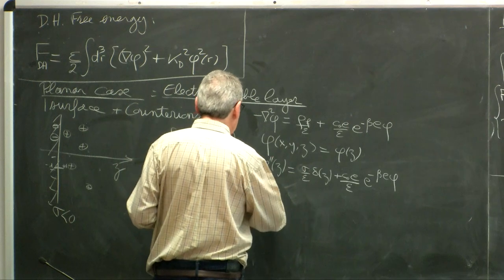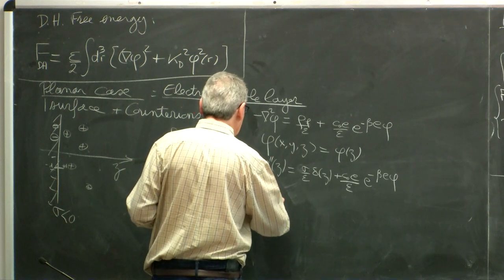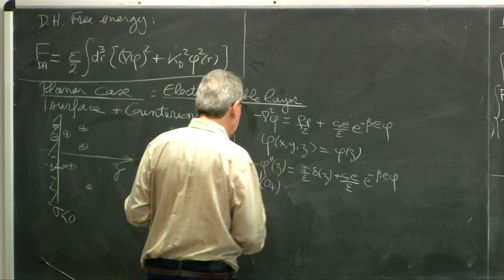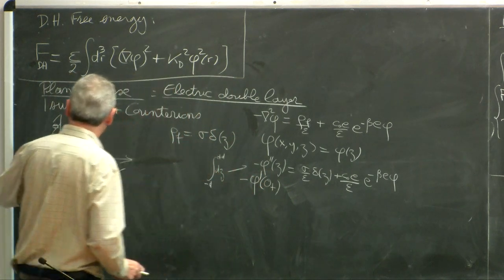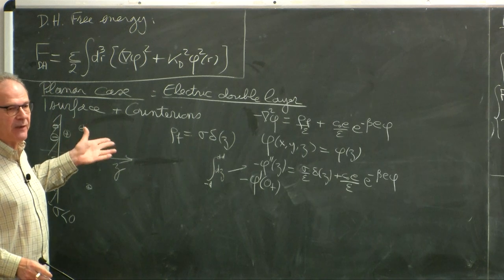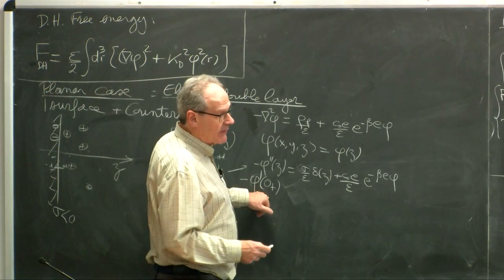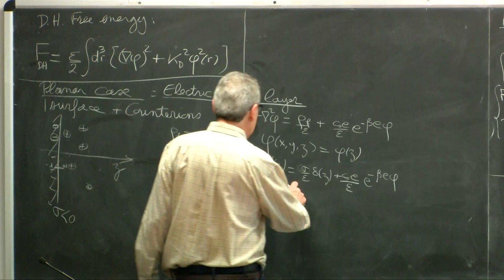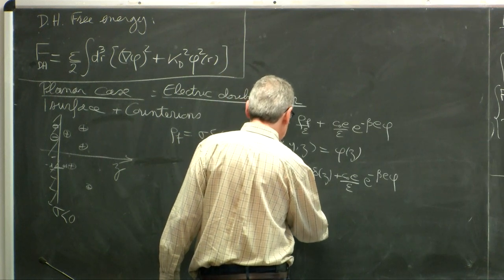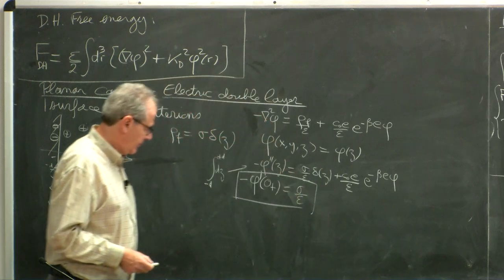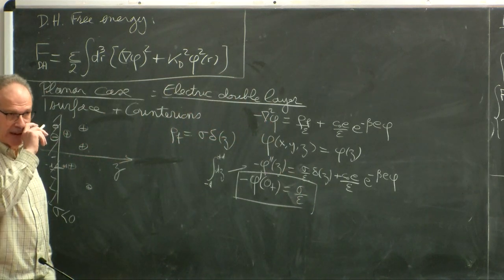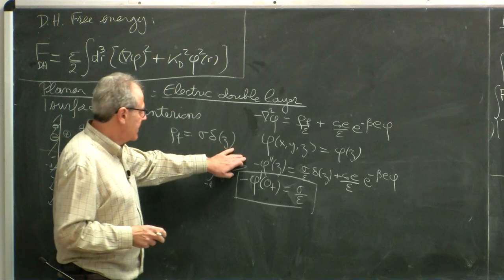which is the standard boundary condition, that phi prime of 0 plus, so phi prime at 0, and I assume that phi prime on the other side of the wall, the electric field, is 0, because phi prime is related to the electric field. So phi prime of 0 is sigma over epsilon. So this is the boundary condition here. Okay, so I have to solve this.